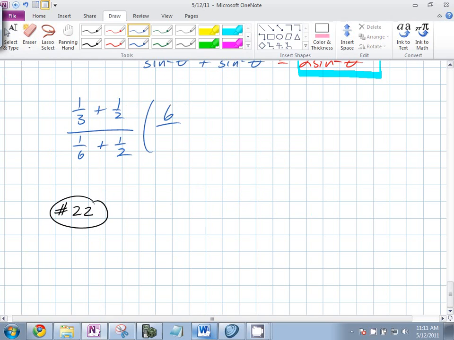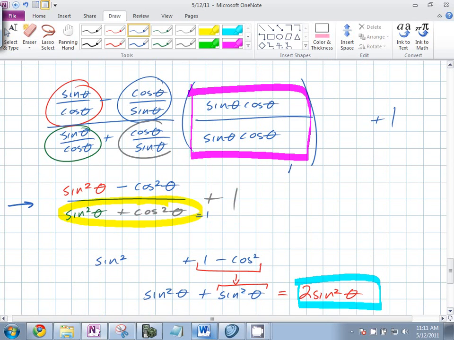Multiply by 6 over 6. What does it become? 2 plus 3 over 1 plus 5 over 4. Done. Nuke the denominators. So what did we do here? We nuked the denominators.